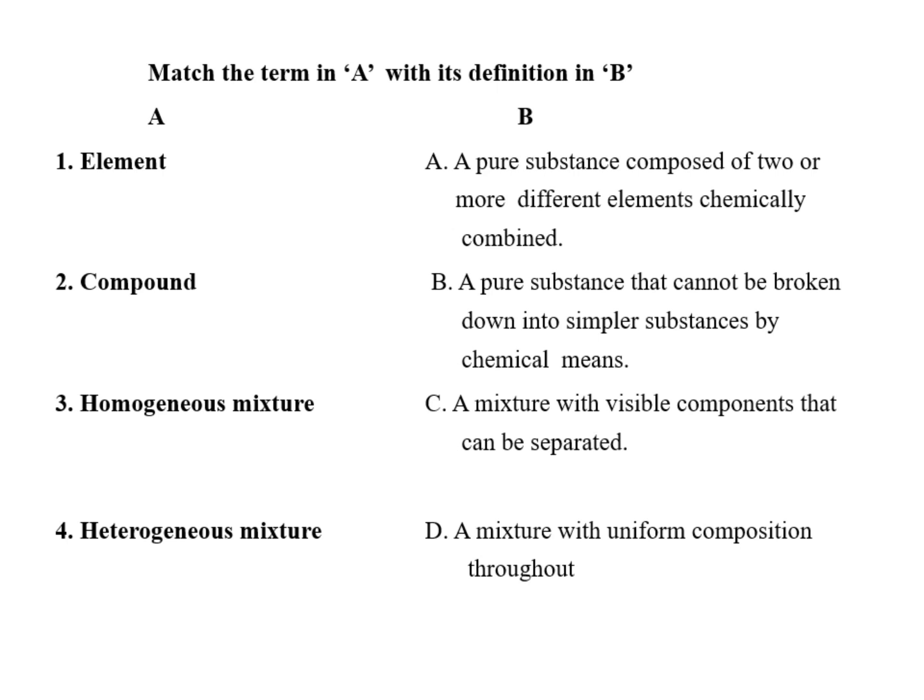Under A, you have element, compound, homogeneous mixture, and heterogeneous mixture. Under column B: a pure substance composed of two or more different elements chemically combined. A pure substance that cannot be broken down into simpler substances by chemical means. A mixture with visible components that can be separated. And a mixture with uniform composition throughout.